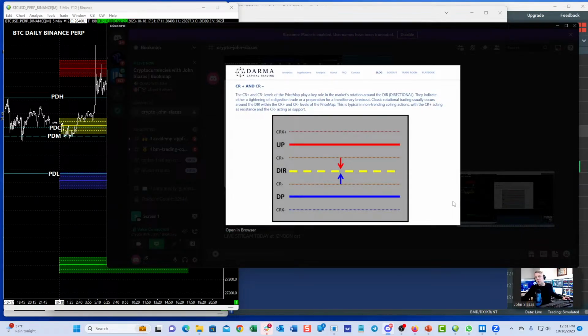Again, what we're showing you is we're just uncovering the underlying structure of the market. This is just fact-based. These are foundational things. These are market truths.